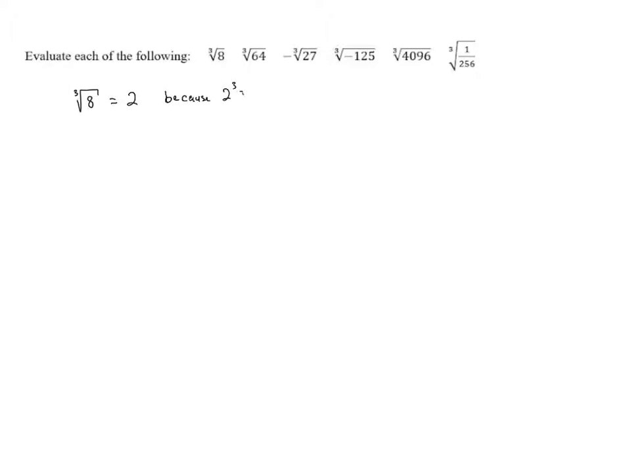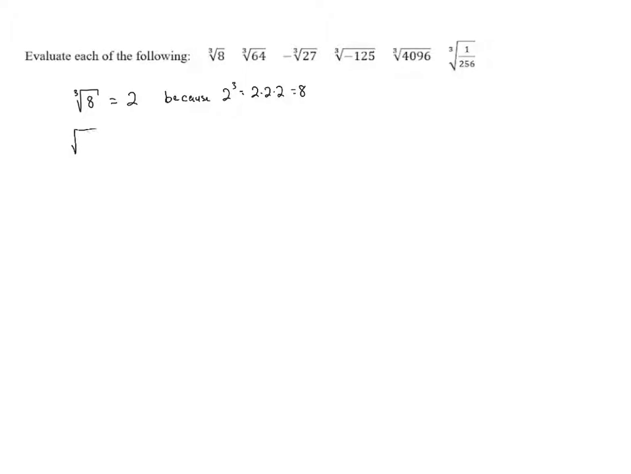2 cubed is 2 times 2 times 2, which is 8. So in this case, the answer is 2. The cube root of 8 is 2. Instead of asking what numbers we need to square to get the radicand, here we're asking what number we need to cube to get the radicand. Let's look at some others.